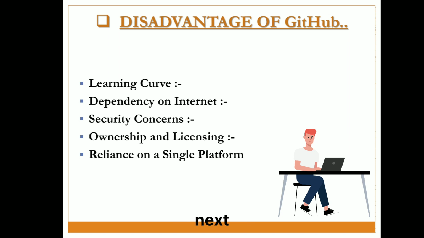The next one is ownership and licensing. When contributing to open source projects on GitHub, developers need to be aware of the project licensing terms and the implications of contributing their code. The next one is reliance on a single platform. Relying on GitHub for hosting code repositories can pose risks related to platform outages and downtime.